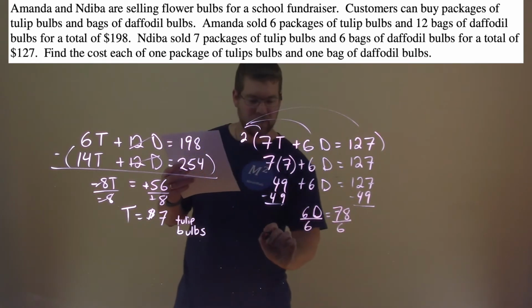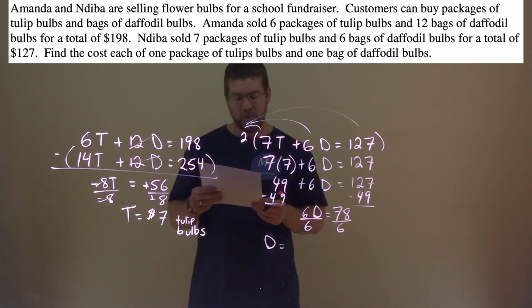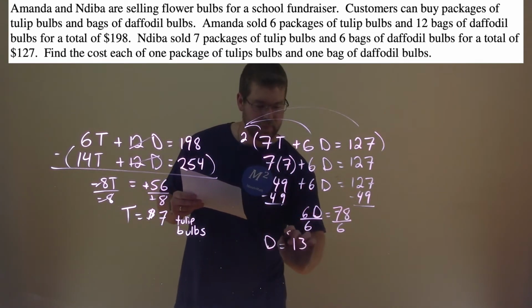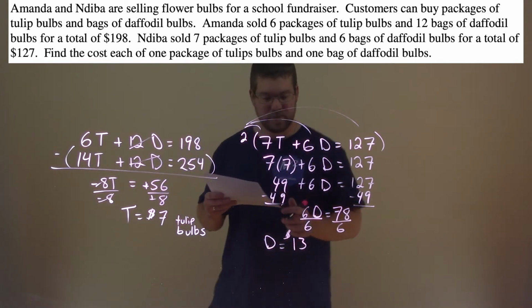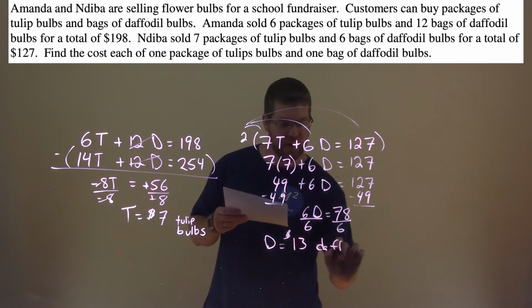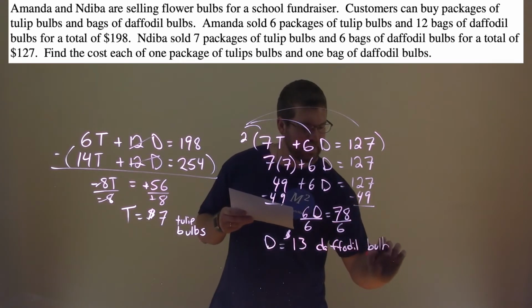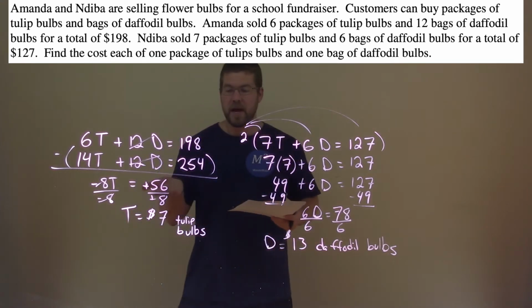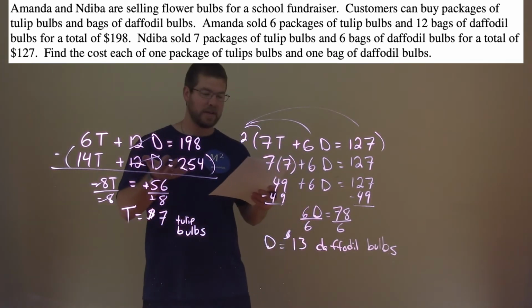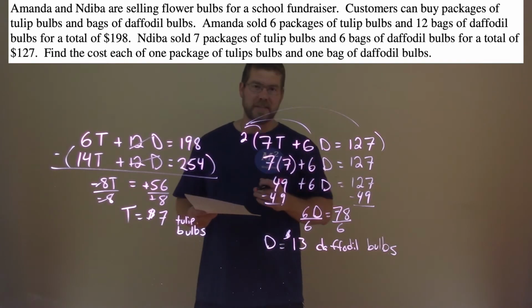A lot of steps here. And d by itself is 78 divided by 6, which is 13. And $13 is the price of daffodil bulbs. And how do you spell that? D-A-F-F-O-D-I-L bulbs. All right. So there we have our final answer. The tulip bulbs package costs $7, and the bag of daffodil bulbs costs $13.